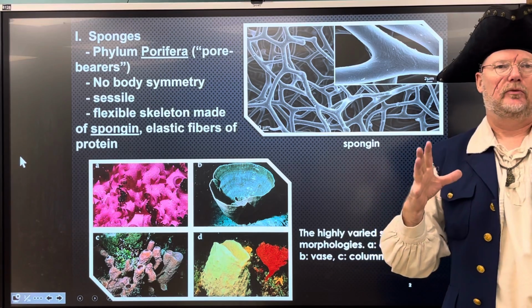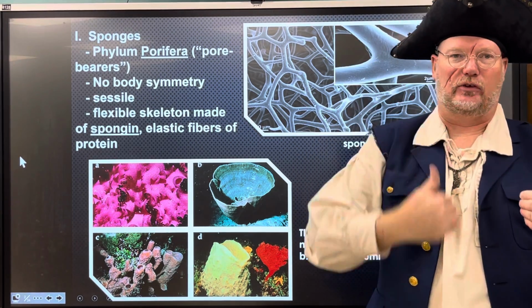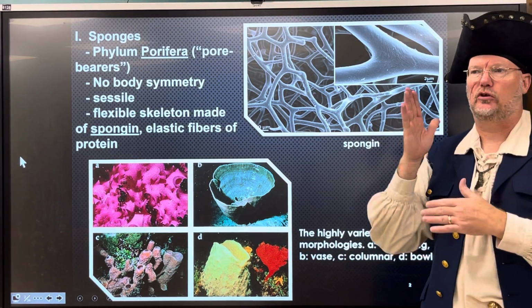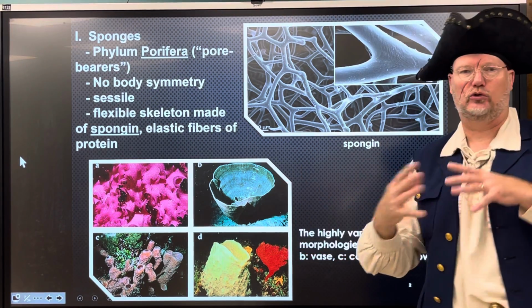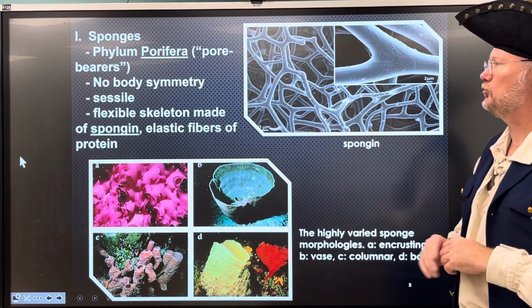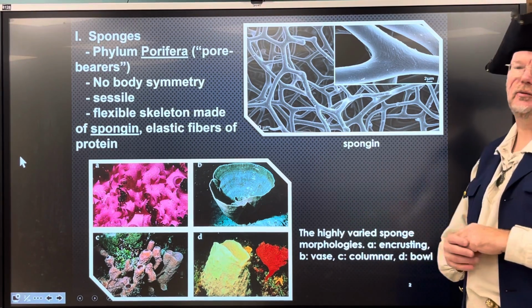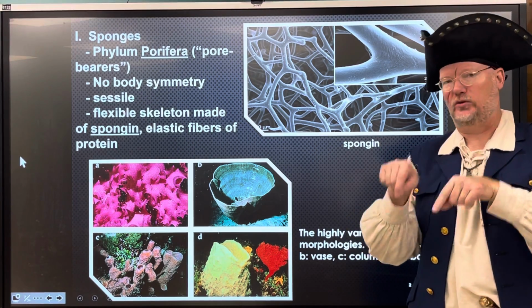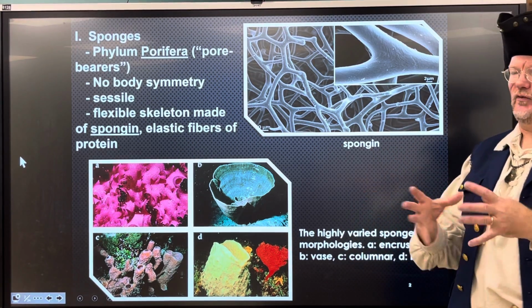But like bilateral symmetry, like both sides are the same or something like that, they don't have that. If you cut them, no two sides will be alike. That's what symmetry means. Sessile means they're stuck in one place, they don't move. The opposite is motile. They have a very flexible skeleton.